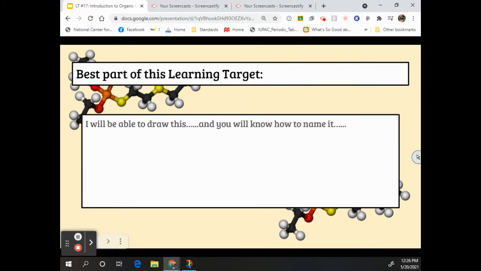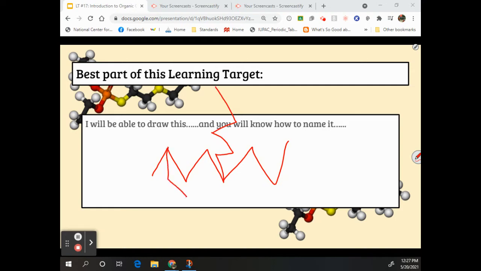One of the best parts of this learning target is I'm going to draw something like this. I'm making it up as I go. Throw chlorine in there. And you know what? You'll be able to name it. You'll be able to give me the name of the compound that I just modeled there with what we call a skeletal structure. I love having you do this at home in front of your family and friends, and they will have absolutely no clue what you're doing because the symbols look so strange. One of my favorite things to do.